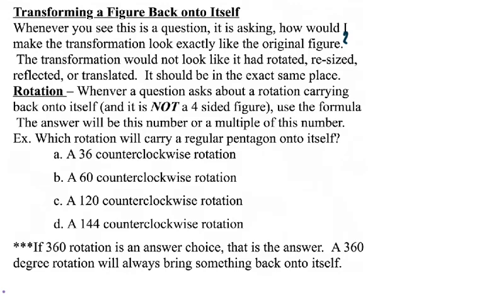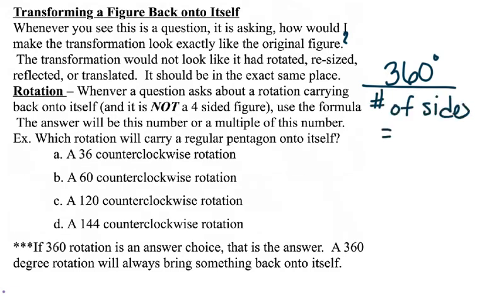I see them. So, rotation. Whenever a question asks about a rotation carrying a figure back onto itself, and it is not a four-sided figure, you're going to use the formula, and I'm going to write it right here. The formula would be 360 degrees divided by the number of sides the object has. And it's either going to equal this or a multiple of that. So I'm going to show you what I'm talking about.